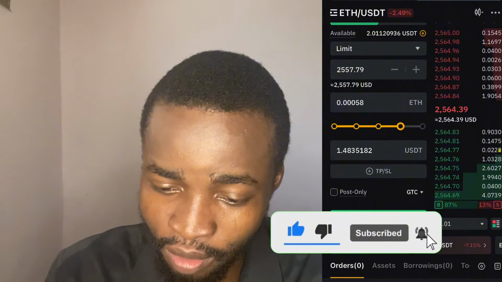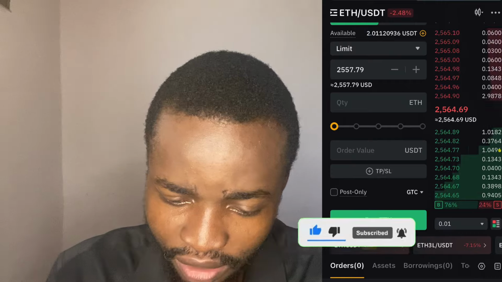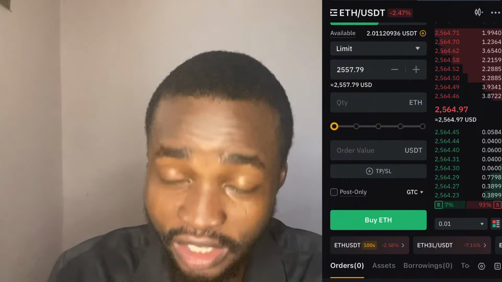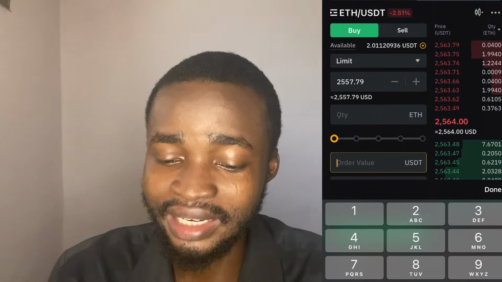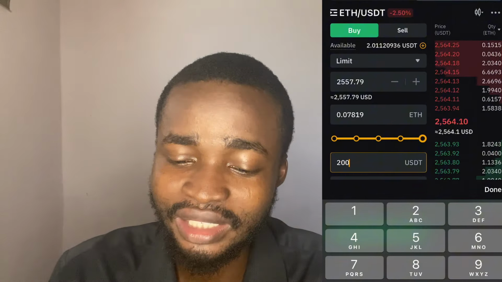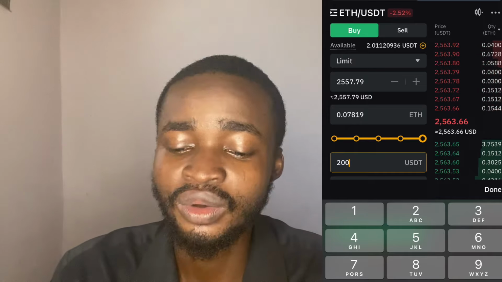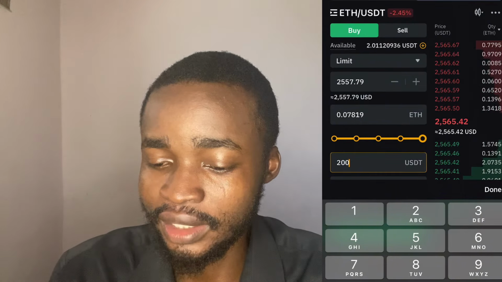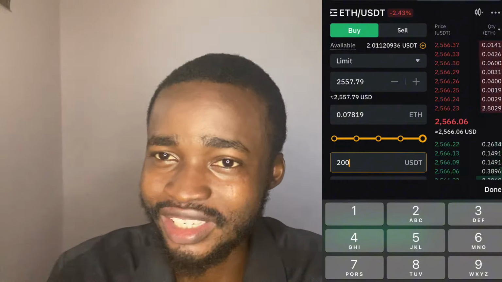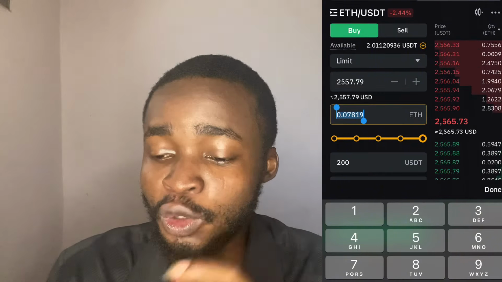So this way we are going to understand what we are doing. From here I'm going to come, okay, and I'll put here the amount of USDT I want to use, which I'm going to put in here again, $200. If I put this right here, look at the amount I'm going to be getting. I'll be getting 0.07819 Ethereum. I'm going to copy it. All right. Now, all you have to do is simple. After getting it here, you go straight to your P2P section and sell.